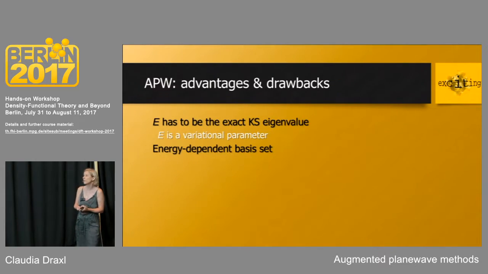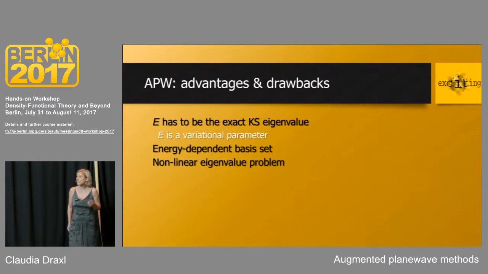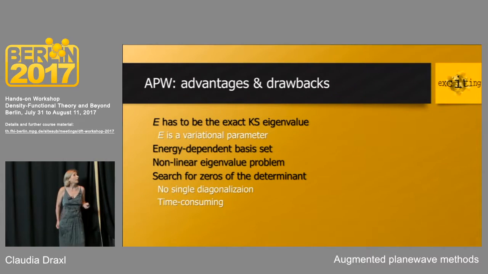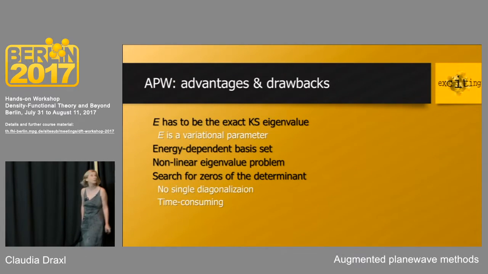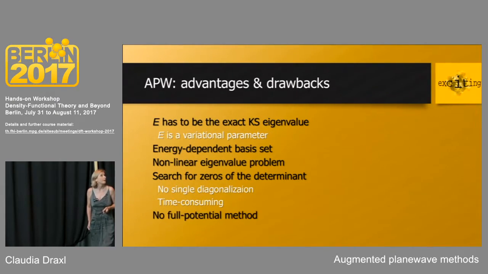So finally, it should be the same as the Kohn-Sham eigenvalue that you get out from a Hamiltonian equation. And this gives you a nonlinear eigenvalue problem. So the basis matrix, the Hamiltonian matrix, depends on the energy. And this means you cannot solve the eigenvalue problem in a single shot calculation, but you have to search for the zeros of the determinant. And this is, of course, time consuming and also numerically pretty tricky.